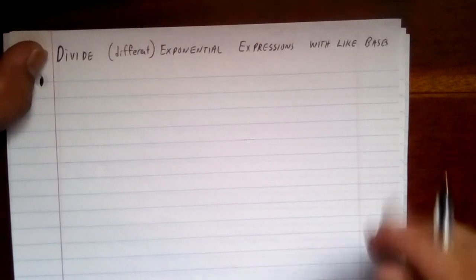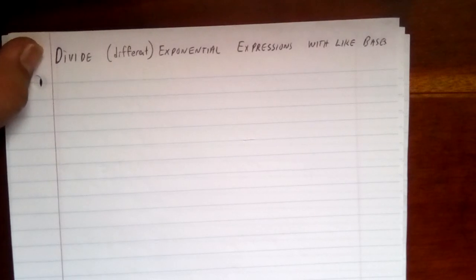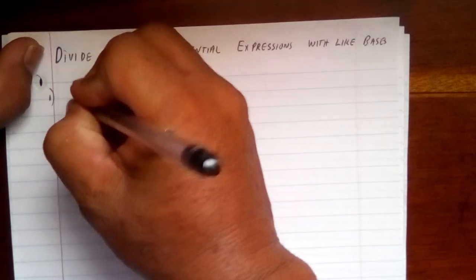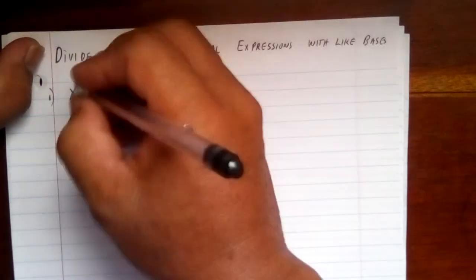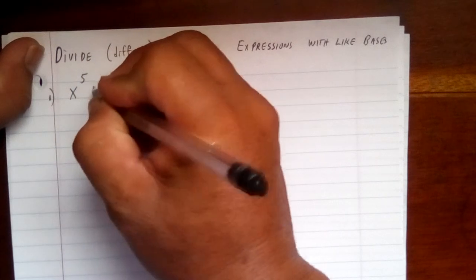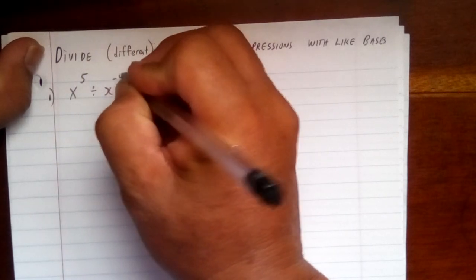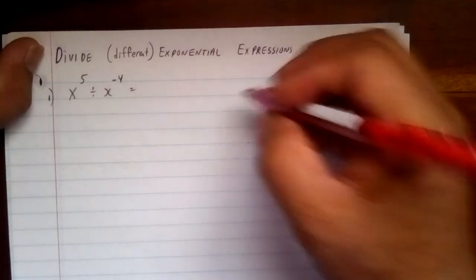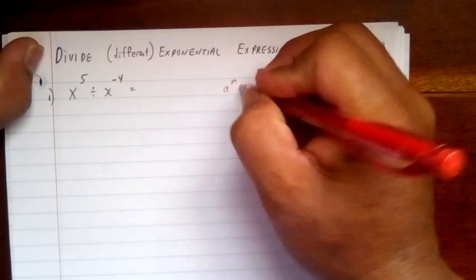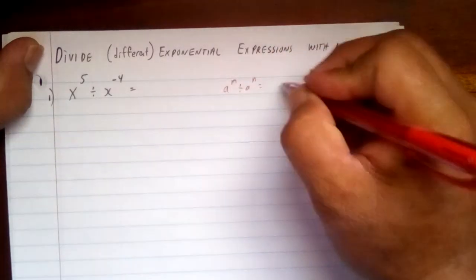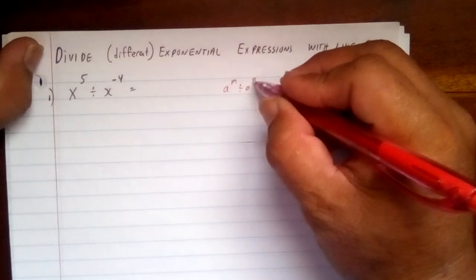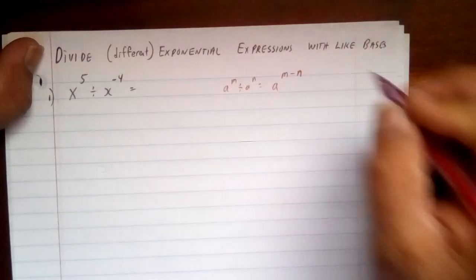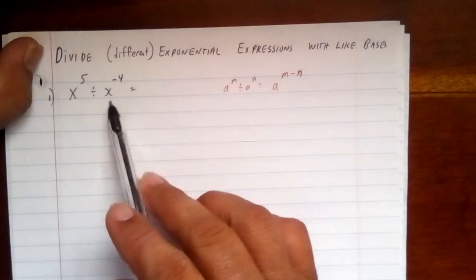Okay, what do we mean by that? Well, let's jump into our first problem. Consider that we have x to the fifth divided by x to the negative fourth. The rule of division of exponential expressions says that if the bases are the same, we keep the base and simply subtract the denominator power from the numerator power, which is m minus n in this case. So we do that for this one here.